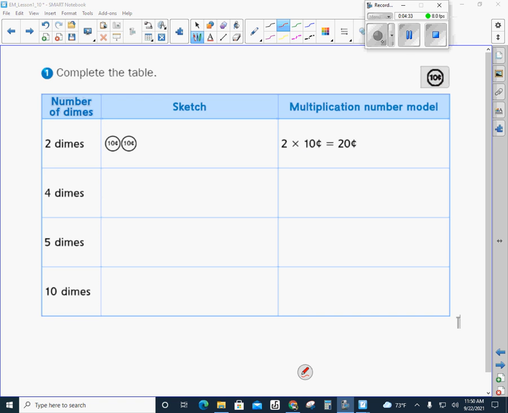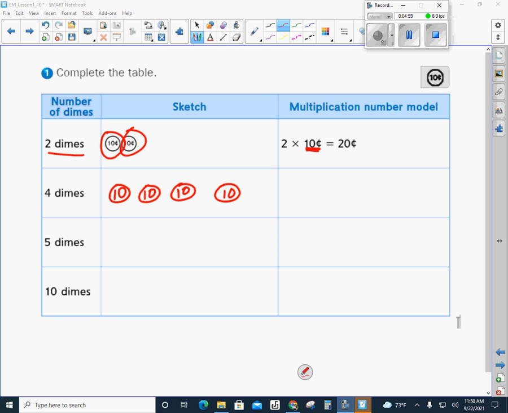All right, so let's start filling out this chart. The first one is done for us. We have 2 dimes. They drew 2 dimes for us, and if we had 2 groups and each one of them was 10 cents, that would equal 20 cents, right? Okay, and the next one, we're going to draw 4 dimes. Okay, just put a 10 in each one.